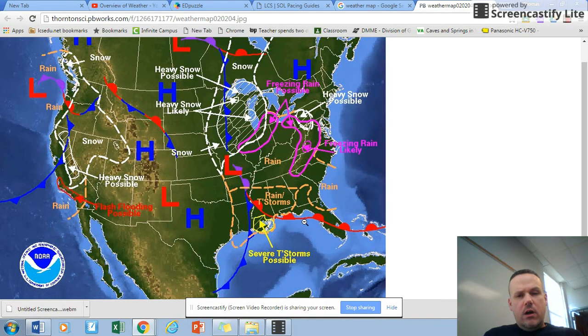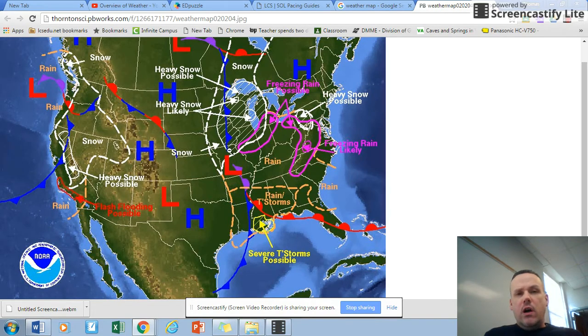Looks like you have a warm front coming up through this direction, so it leaves behind low pressure here. You have a cold front going down this direction, which will leave high pressure here. Anyway, all kinds of neat little things here. So that's how you read a weather map.